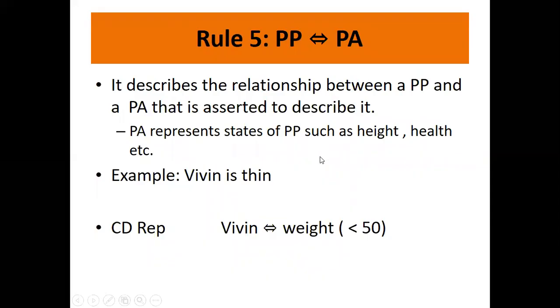Okay, and rule 5 describes the relationship between a picture producer and the picture attribute that is asserted to describe it. So the attribute describes the picture producer. PA represents the states of picture producers such as height, health, etc. That is the attribute. Now, example: Vivin is thin. How do we represent it? Vivin's weight is less than 50. That means Vivin is thin. Again, you can check it clearly. We are not translating the words. We are taking the meaning of the words and representing it in the form of knowledge.